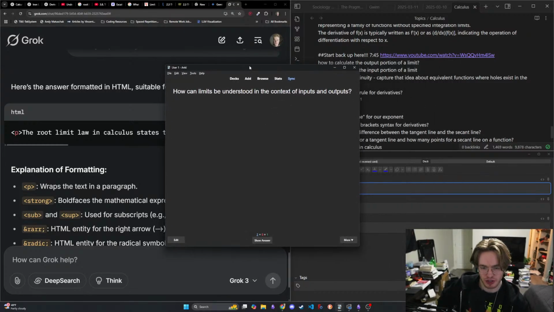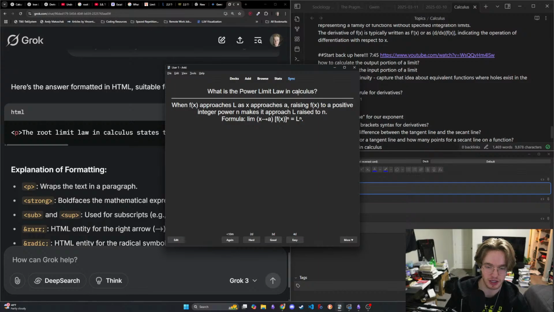So limits can be understood in the context of inputs and outputs, because for a limit, we're wondering what occurs as the input approaches a particular number. As that input approaches a particular number, what's occurring to the output? The power limit law means you can just take the power of the limits of whatever expression you're evaluating. Yeah, so that's reasonable.